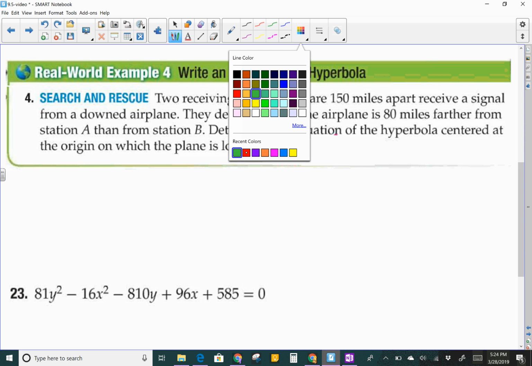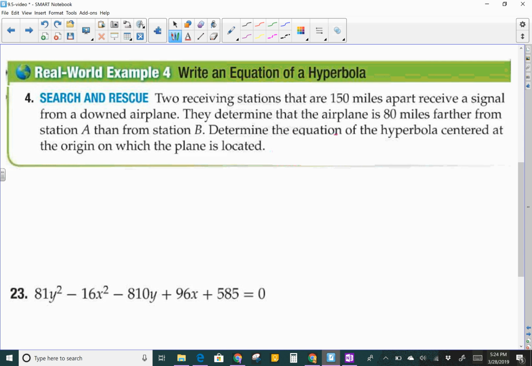So let's go. 2 receiving stations that are 150 miles apart receive a signal from a downed airplane. They determine that the airplane is 80 miles farther from station A than station B. Determine the equation of the hyperbola centered at the origin on which the plane is located. So what we have going on here is, if you think about your coordinate plane, centered at the origin, so this is the center. The 2 receiving stations are 150 miles apart.